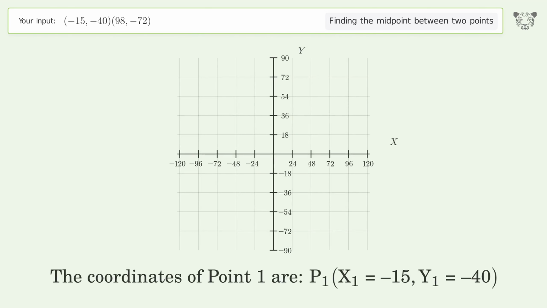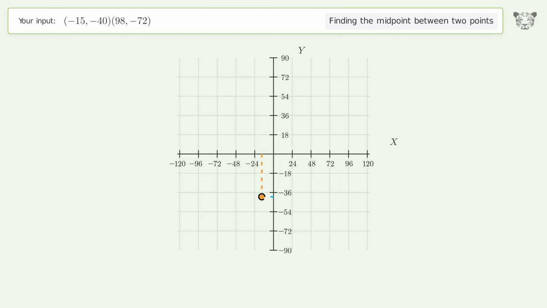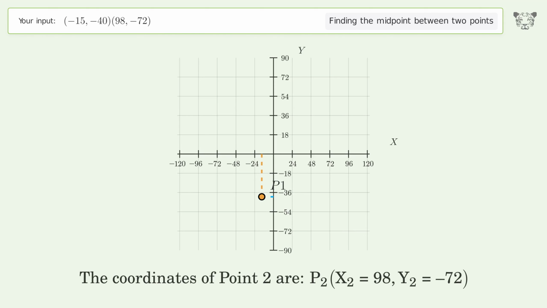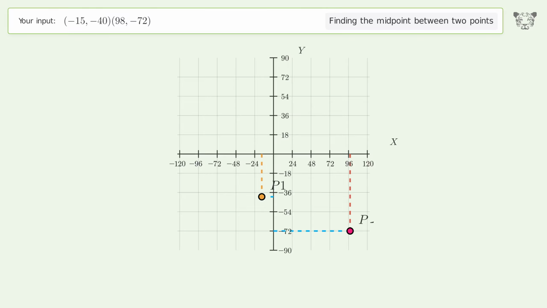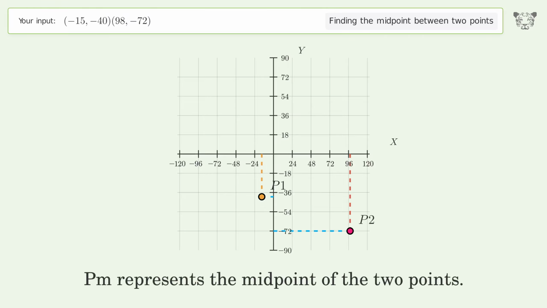The coordinates of point 1 are x1 equals negative 15, y1 equals negative 40. The coordinates of point 2 are x2 equals 98, y2 equals negative 72. PM represents the midpoint of the 2 points.